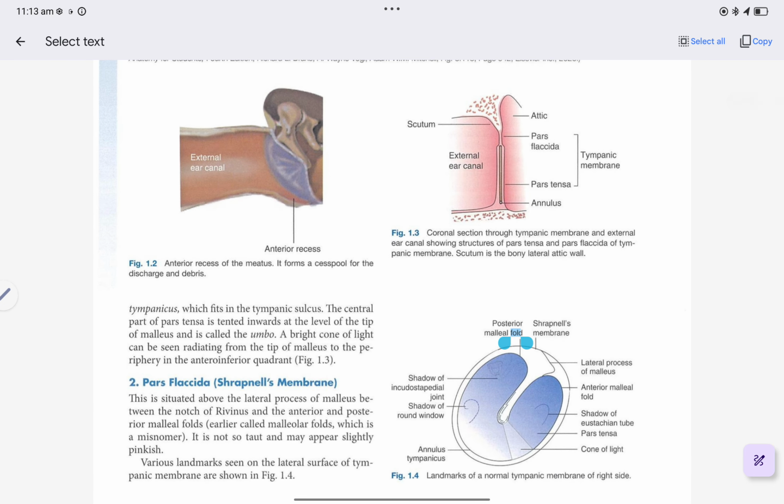Anterior recess of the external meatus. The anterior recess forms a cesspool for discharge and debris. Figure 1.3: coronal section through the tympanic membrane and external ear canal showing structures of pars tensa and pars flaccida of the tympanic membrane. Scutum is the bony lateral wall. Scutum, attic, pars flaccida, external ear canal, pars tensa, annulus, tympanic membrane.